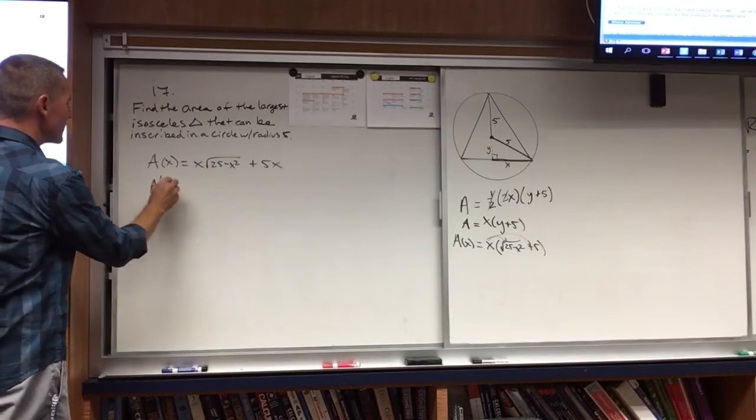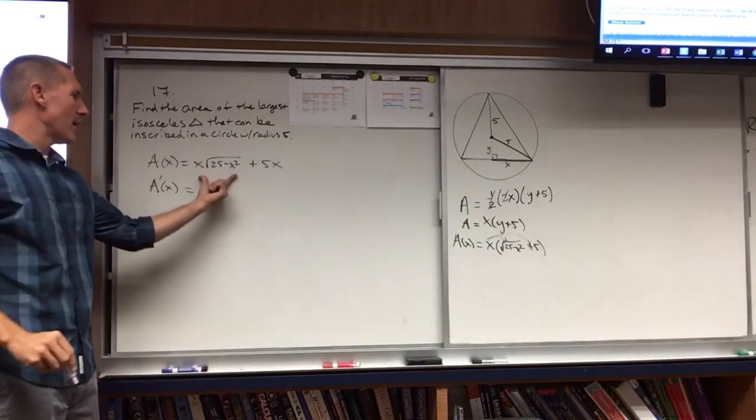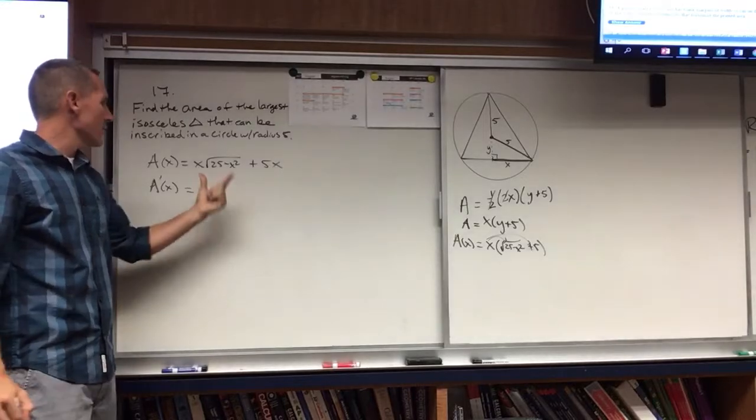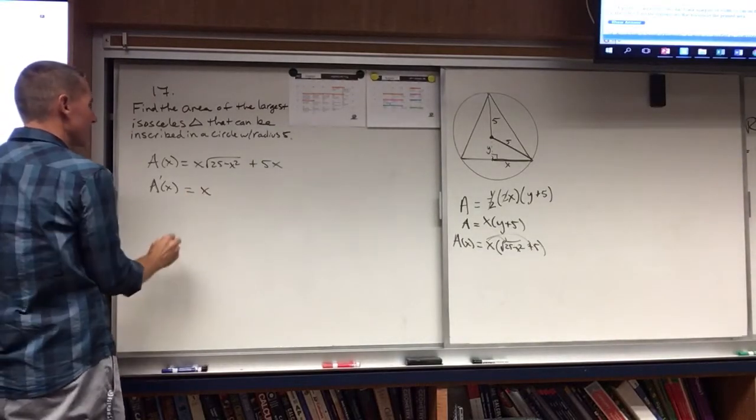So A prime of x is equal to the derivative here. You have to use a product rule and the chain rule. So let's go ahead and do that. So it's going to be the first times the derivative of the second.